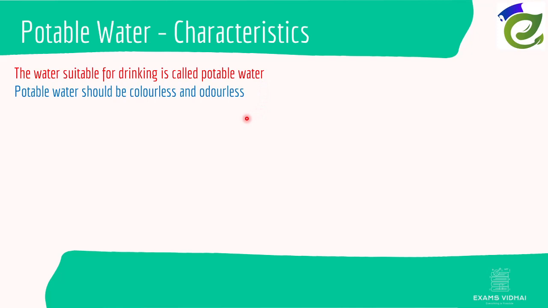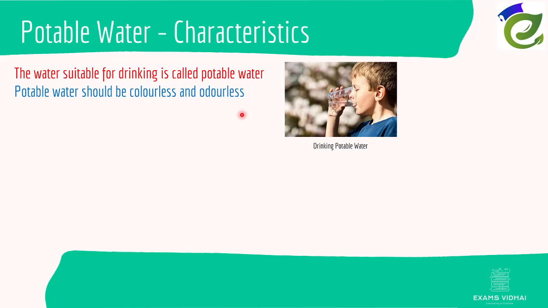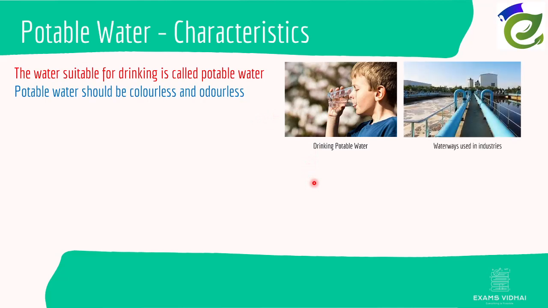Potable water should be colorless and odorless. You can see water in many places which has a slight brownish or grayish color. Those are not potable water, but the water that you drink, which is colorless, odorless and not foul smelling, is potable water. Here a boy is drinking potable water, you can see how clear the water is. It's not colored and it's not foul smelling.